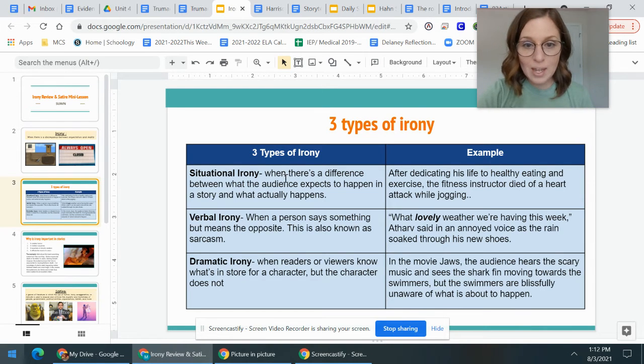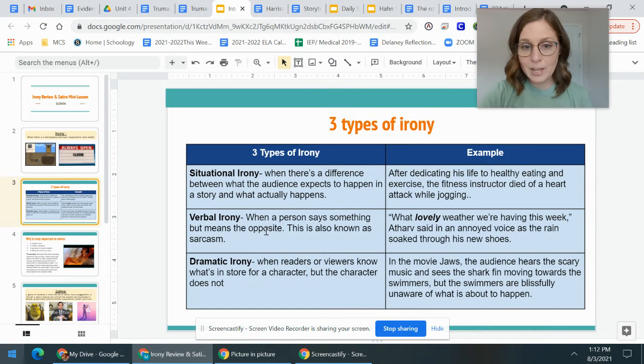First is situational irony. This is when there's a difference between what the audience expects to happen in a story and what actually happens in that story. For example, after dedicating his life to healthy eating and exercise, the fitness instructor died of a heart attack while jogging. That situation is ironic because we would expect someone who dedicates their life to being healthy to maybe die of old age as opposed to dying of the healthy exercise that they do.